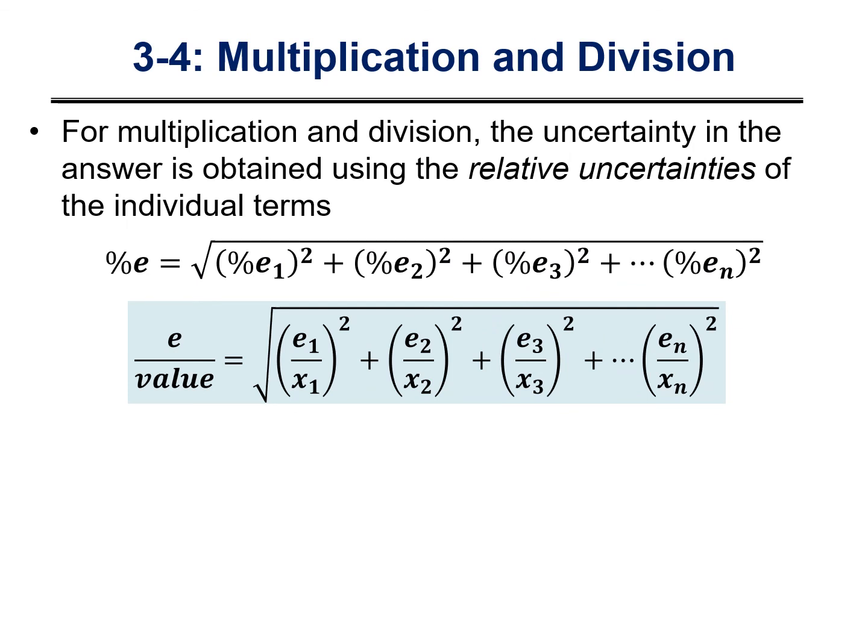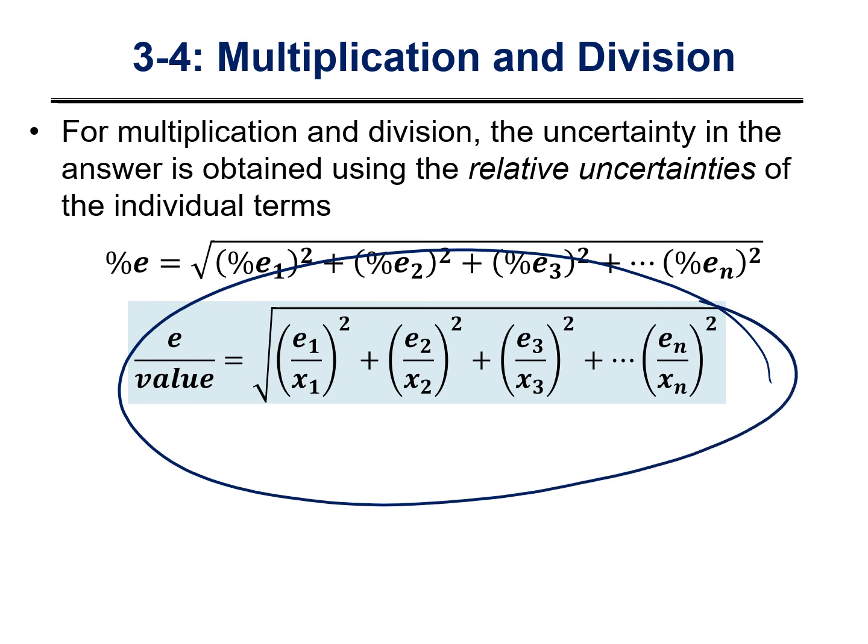It's a little trickier for multiplication and division. The uncertainty in the answer is obtained using the relative uncertainties of the individual terms. So then we would use this equation. Your uncertainty goes here, but your actual value goes here. And I'll show you an example on the following slide.